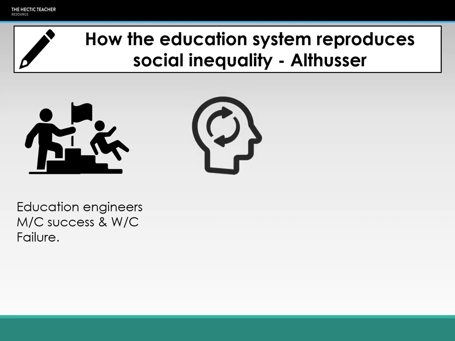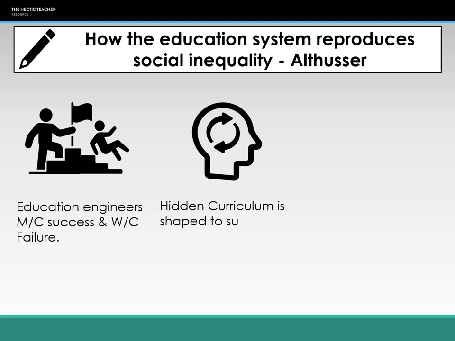One of the ways he says this is done is through the use of the hidden curriculum. This is the roles and processes within the education system which are not part of the academic curriculum. We're not talking about your English lessons or your maths lessons. These are the subconscious rules, norms and socialization that we have in schools that we don't necessarily take notice of. But according to the Marxists, the hidden curriculum helps to engineer middle class success and is there to support the middle classes.